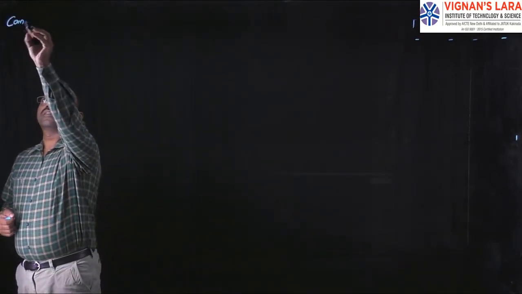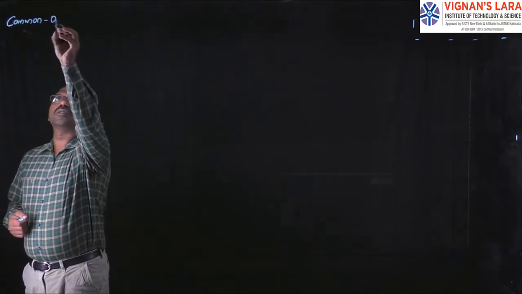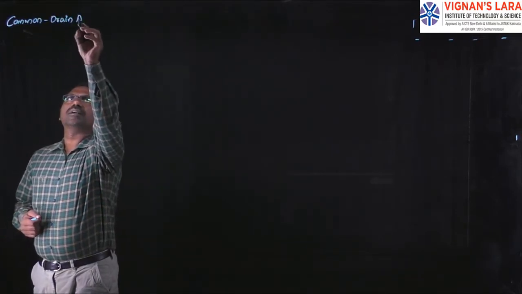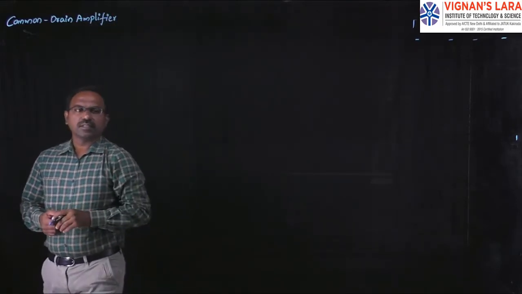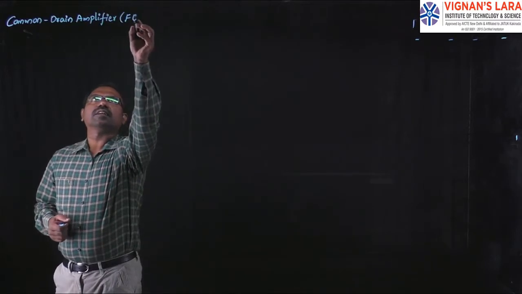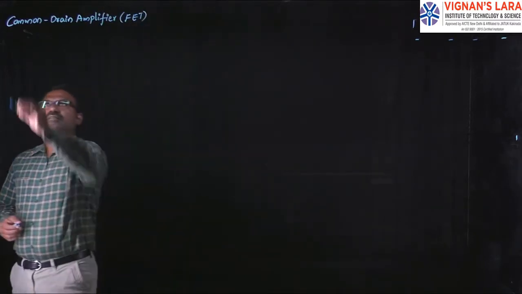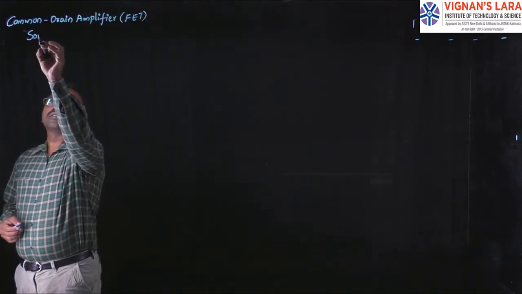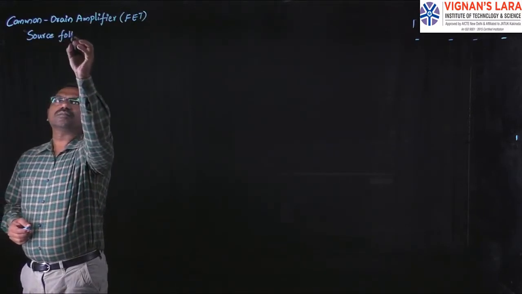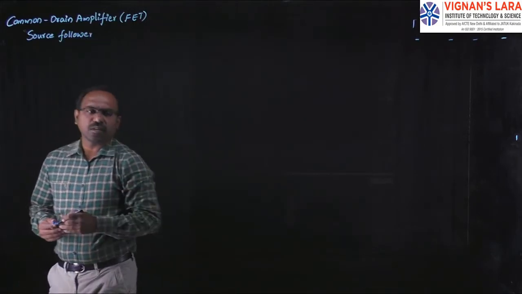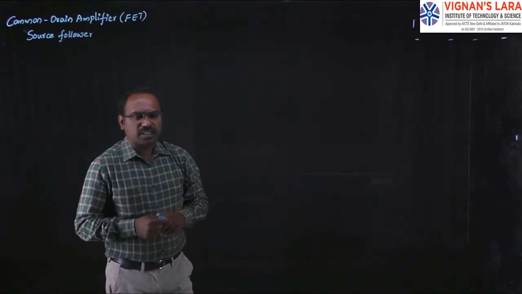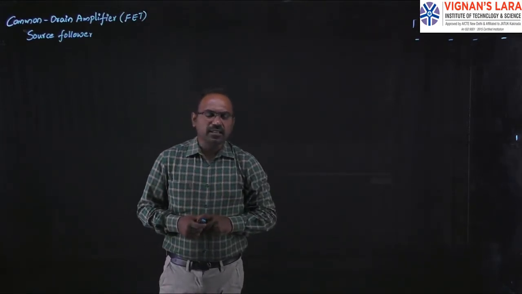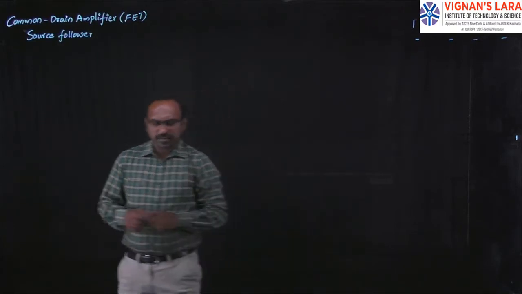Welcome back. In this class, we are going to discuss the common drain amplifier for the field effect transistor. So generally it is also called the source follower circuit, just like what we have discussed, the emitter follower in bipolar junction transistor.